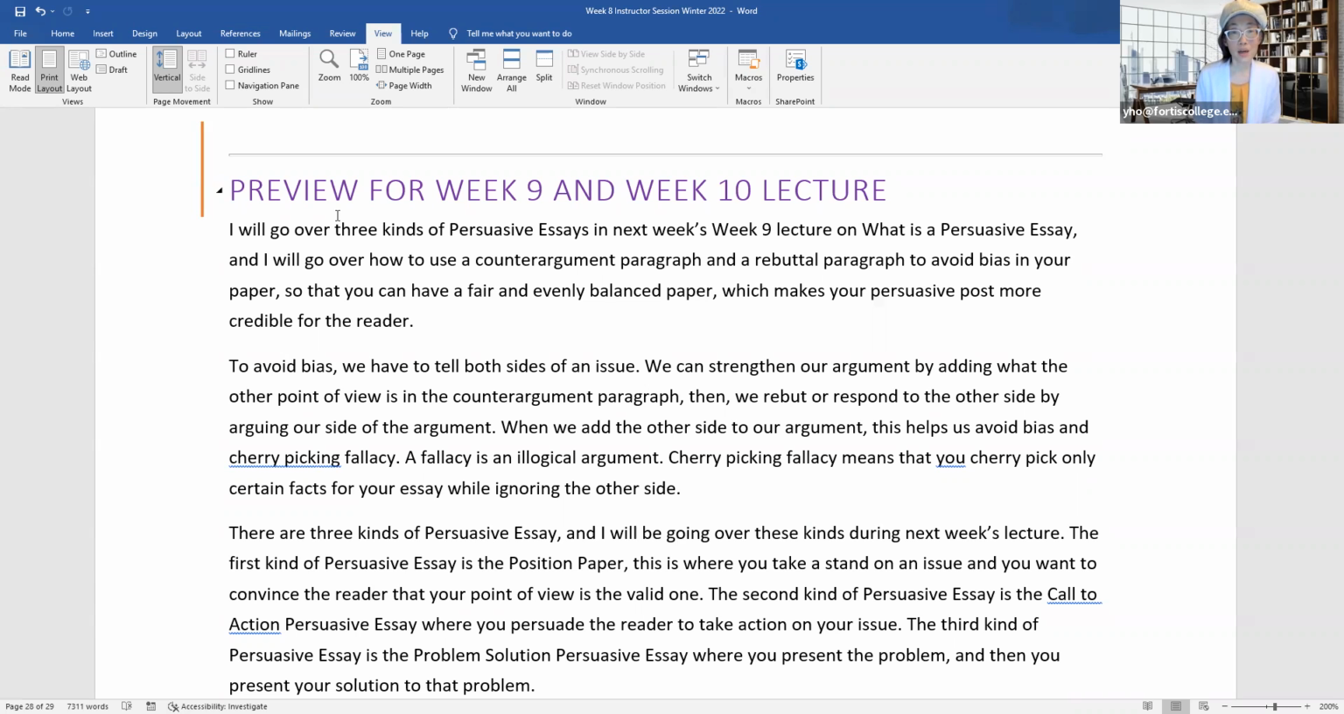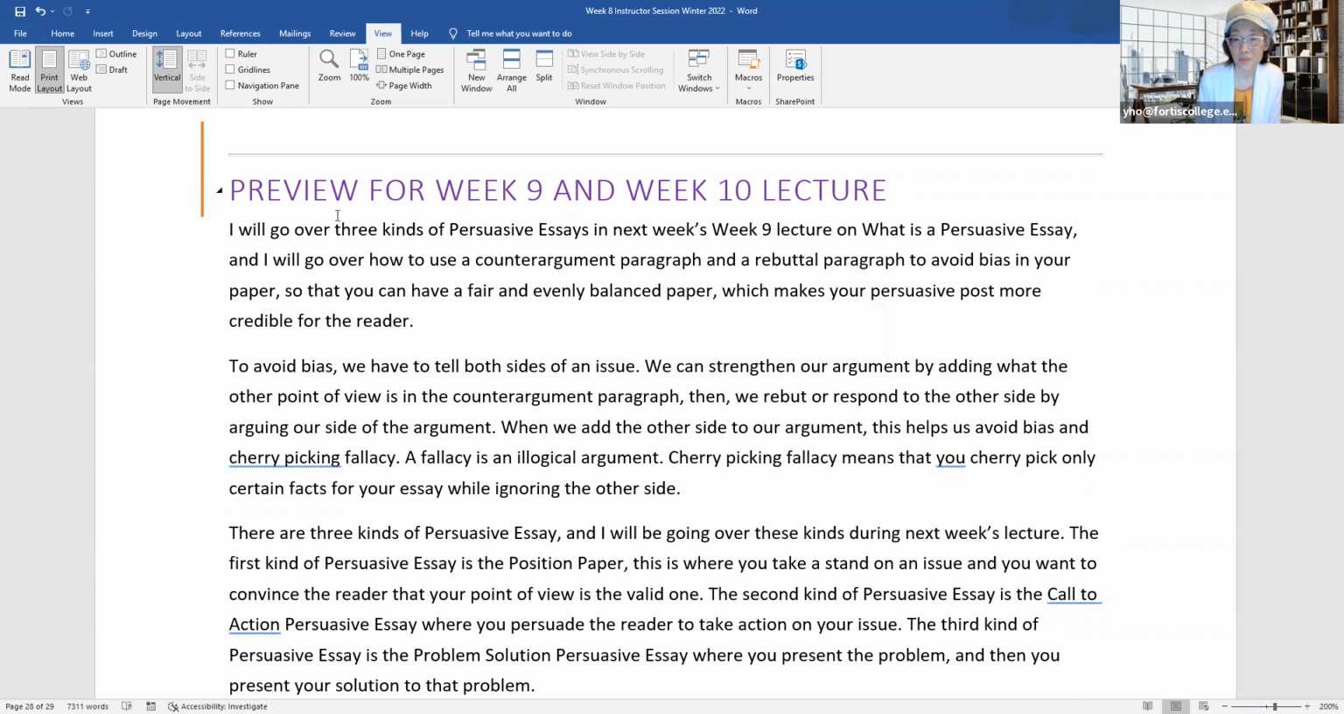So the first kind of persuasive essay is the position paper, where you take a position on an issue. So either you're for abortion or for gun control, or against abortion or against gun control. In your thesis statement, you cannot say, oh, I'm both for and against gun control, or both of them have their pros and cons. In a persuasive paper, because you're trying to persuade me of your point of view, you have to take a side. So therefore, the first kind of persuasive essay is a position paper.